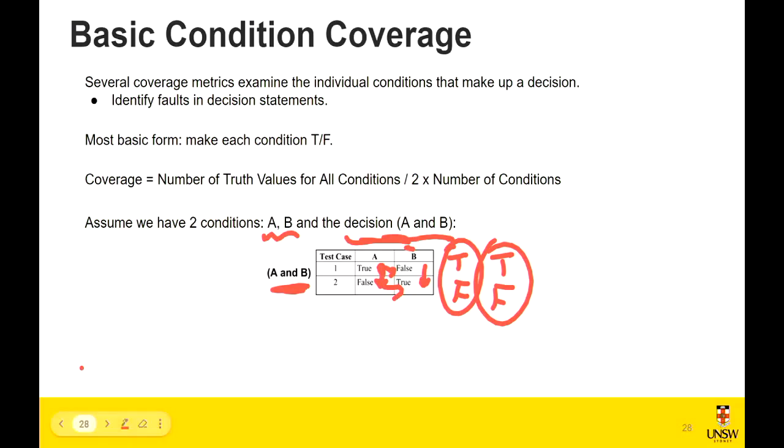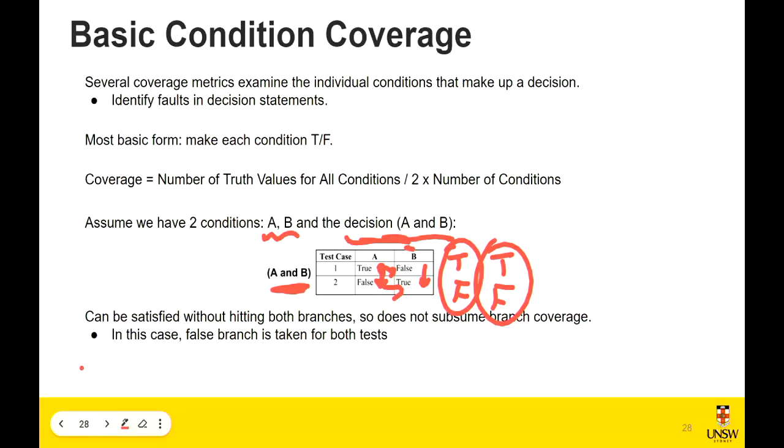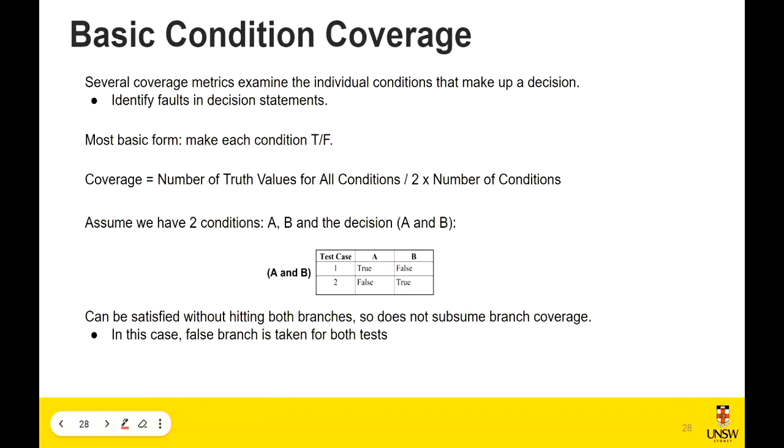But as you can see, this is very basic, because in this example here, we can satisfy the condition coverage without hitting both branches, because with both test cases, the value of the decision is always false. So we are not exhaustively testing the different situations for this decision here. So that's why this is called basic. It's very incomplete.